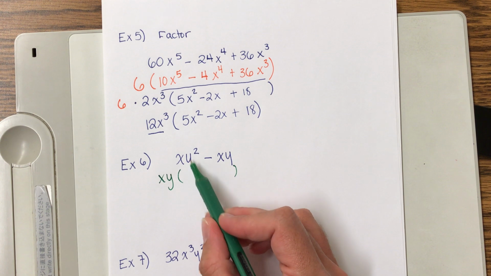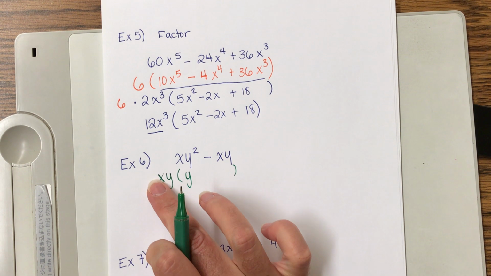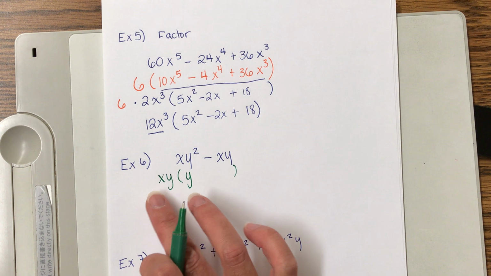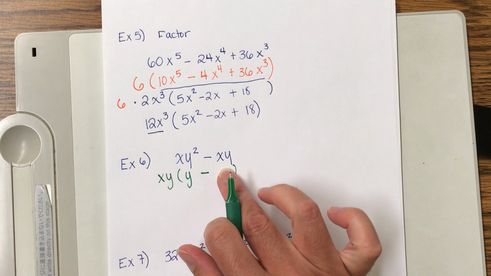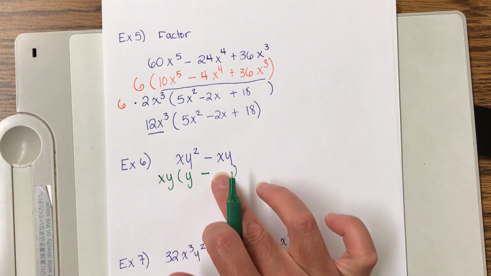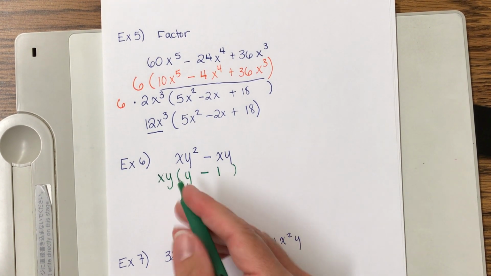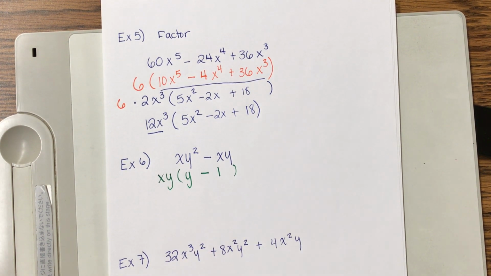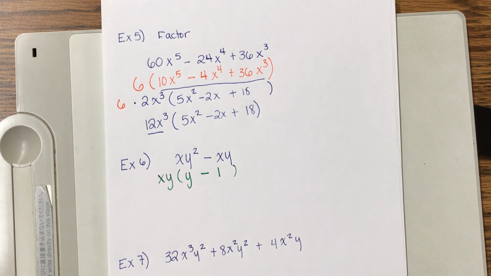So then xy times what is xy squared? How about y? Because x times 1 is x, y times y is y squared. So xy times y is xy squared. xy times what is xy? Or xy times what is negative xy? Negative 1. So my GCF was xy, or I have a height of xy, and I have a length of y minus 1. When I look at what I have inside the parentheses, that is as low as it can go. There is no more GCFs.